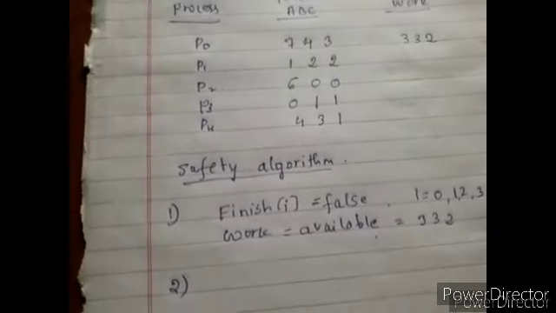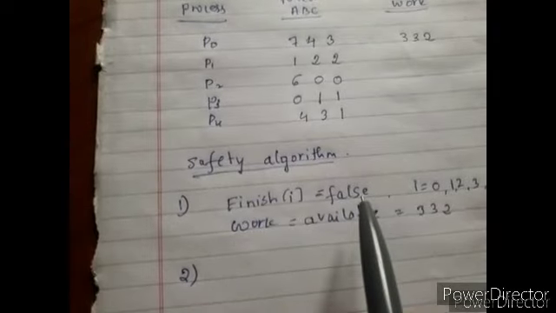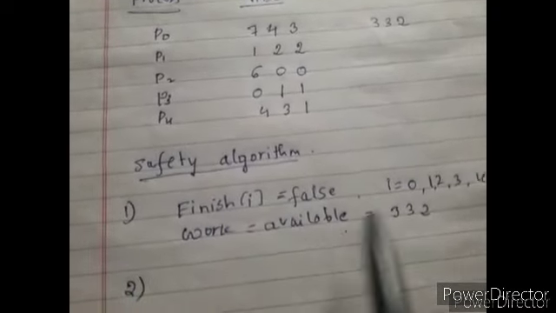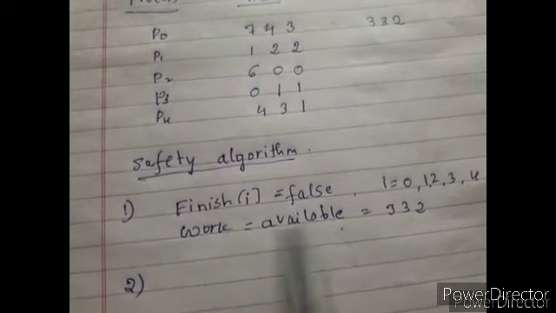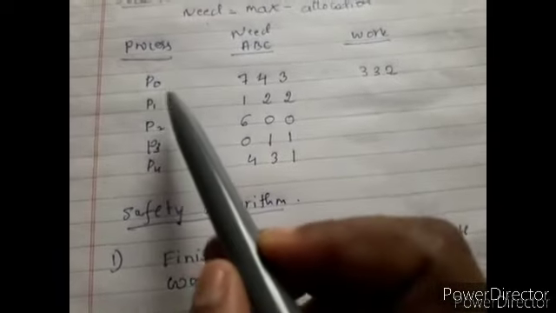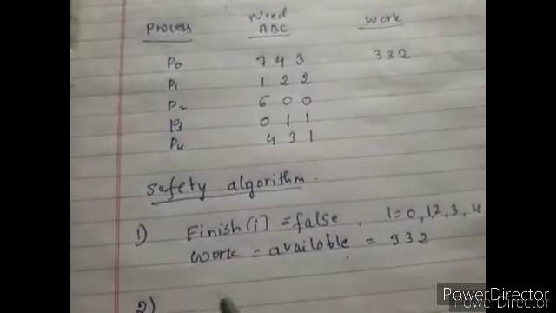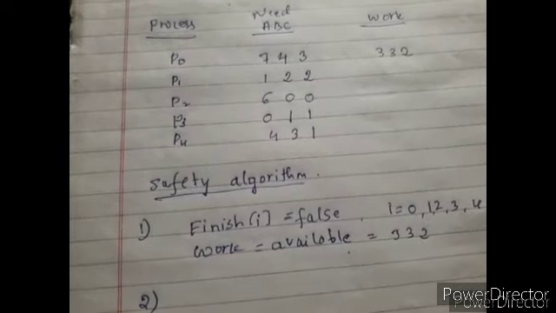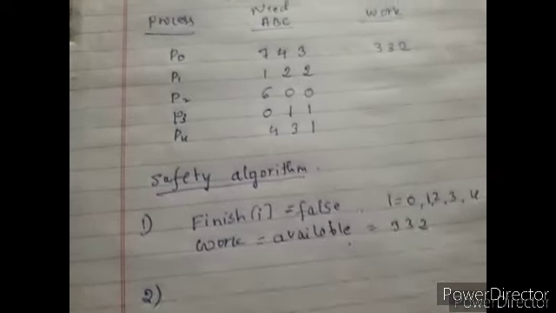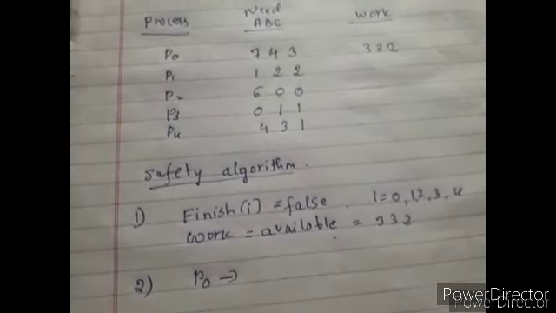So we need to check for each process whether it has completed its task. If finish of I is equal to false, which is not completed, that process we need to consider. Initially for all the processes finish of I is equal to false, so first we'll consider process P0, that is finish of 0 is equal to false. Then work is equal to available. So now we need to check the two conditions.